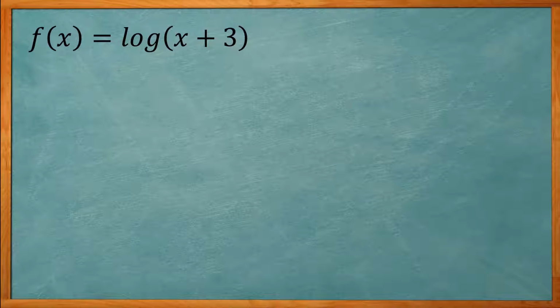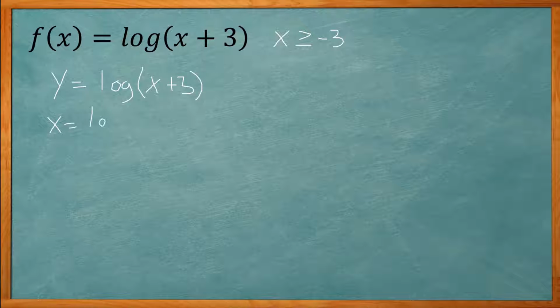So in this problem we have f of x equals log of x plus 3. Since we can't take a log of a negative number, x has to be greater than or equal to -3. So that's a restriction on our domain. So again, I want to write it as y equals log of x plus 3. Then switch the x and y. x equals log of y plus 3.